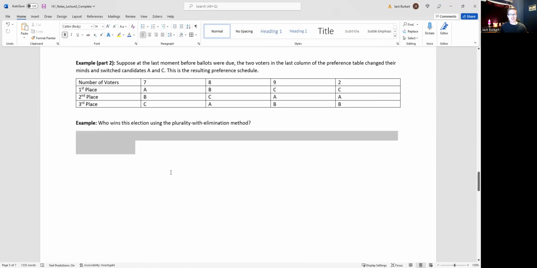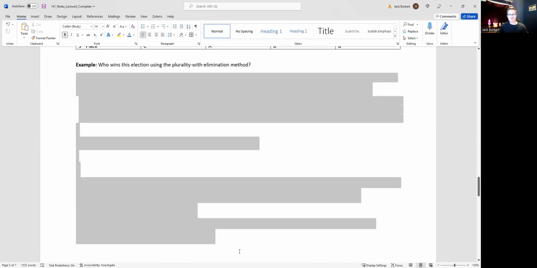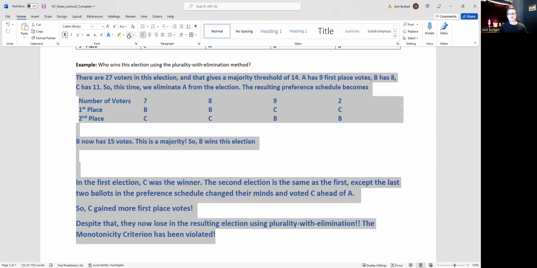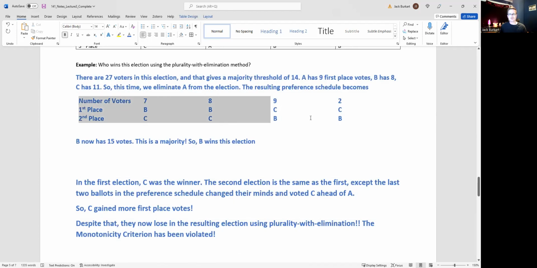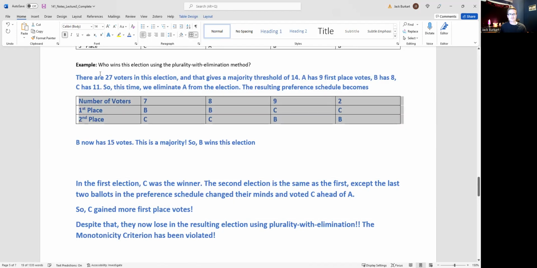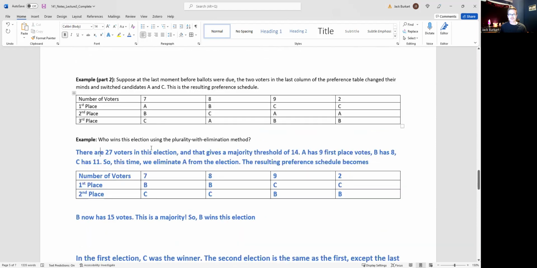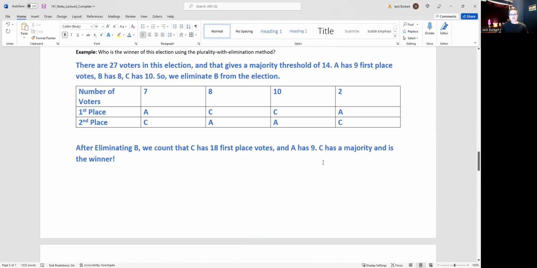All right, now that you've unpaused, I am going to reveal who wins the election using the plurality with elimination method. Again, there are 27 voters in this election. I didn't change much about it. I only changed this last column, and that's going to give a majority threshold of 14. Now A has 9 first place votes, B has 8, and C has 11.